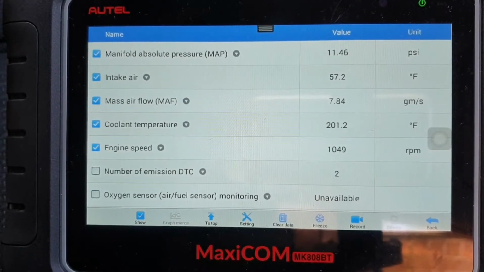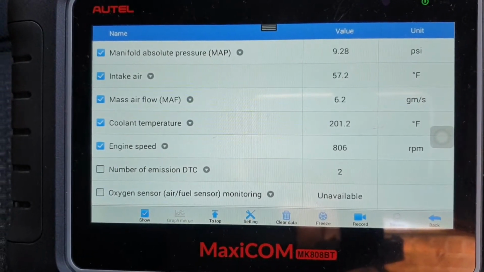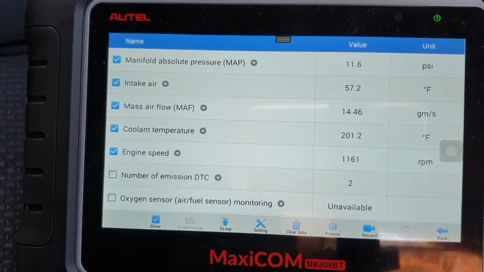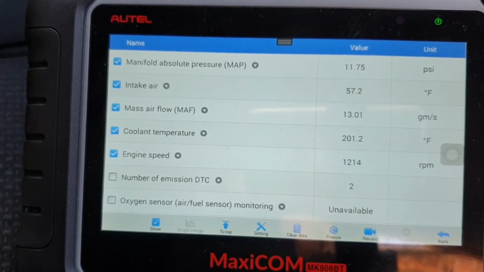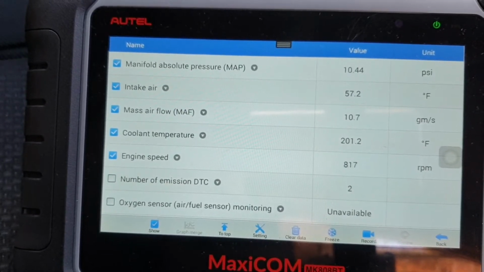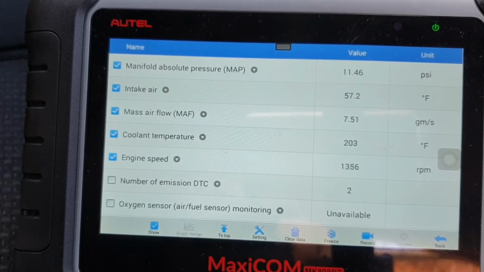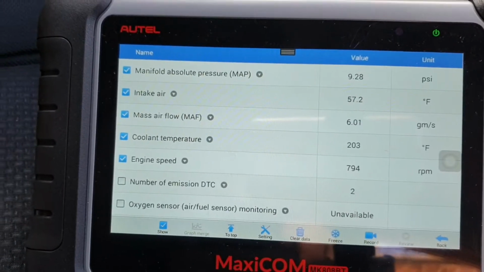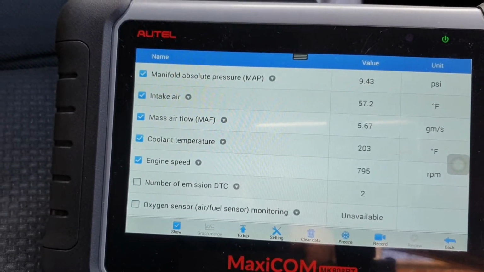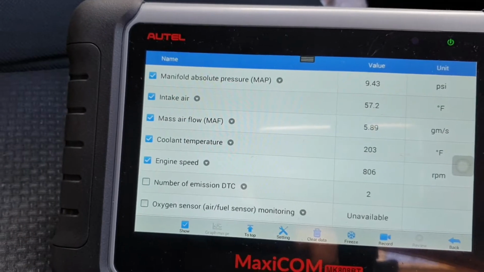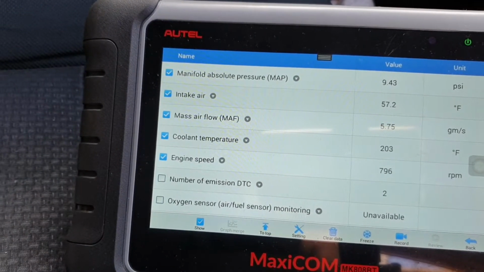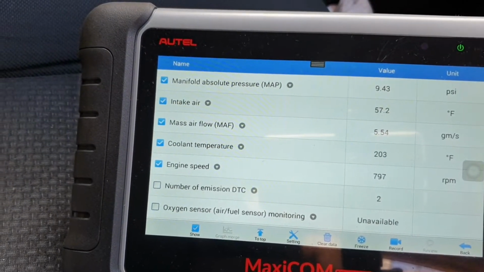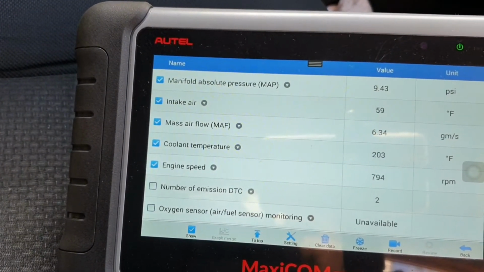As you can see, the manifold absolute pressure changes, but it can't reach 1 bar. It's below 1 bar. I cannot bravely press the accelerator pedal because the injection system is that bad. I fear, or I'm worried, that I might damage the engine any further.